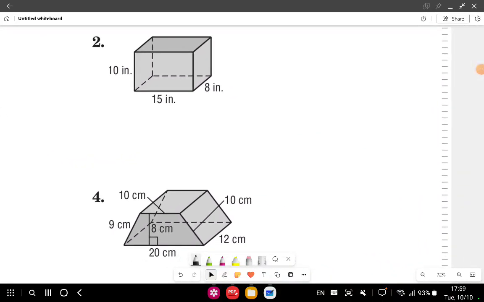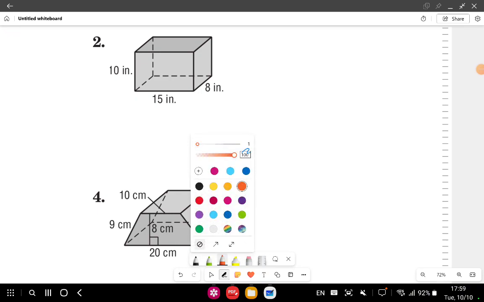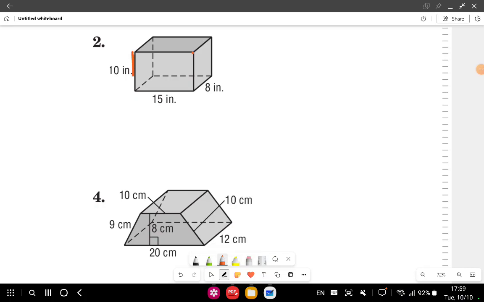So on question number 2, the first thing we need to do is decide which section is going to be our base. So let's go ahead and make our base in orange, and we can say this is going to be our base. That and that and that and that ends up being our base. So we got 2 bases, as you can see. We're going to do one base and multiply it by the height. So our base is 10 inches by 8. Can you see that? So this is 10, that's 8, this is 10, this is 8.